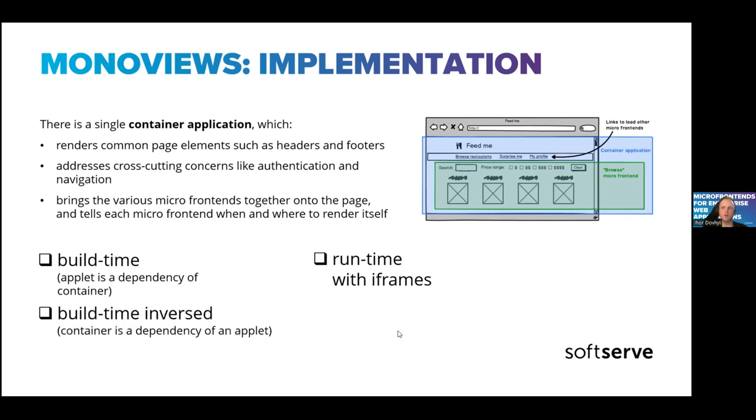Another approach is inverse build time dependency. Instead of having each applet as a dependency of a container, we actually have the container as a dependency of each applet. It doesn't really work well with a single page application, because you just have to navigate across those separately, and you have to reload each applet separately. And that means reloading the whole container. But if your container app is not that big, it's still possible to use this approach. In fact, I'd even say that it's the second simplest in terms of organization.